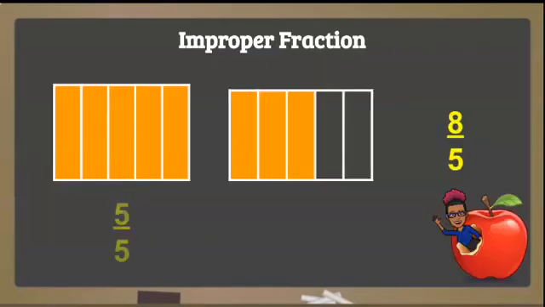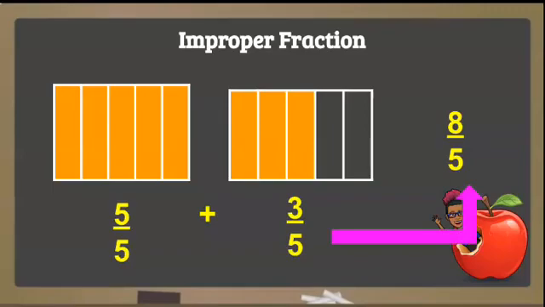So we have a whole, 5/5, which is obviously one whole. Now we have another whole that is divided into 3/5. So our improper fraction is actually one whole and 3/5. That is actually giving us our 8/5.